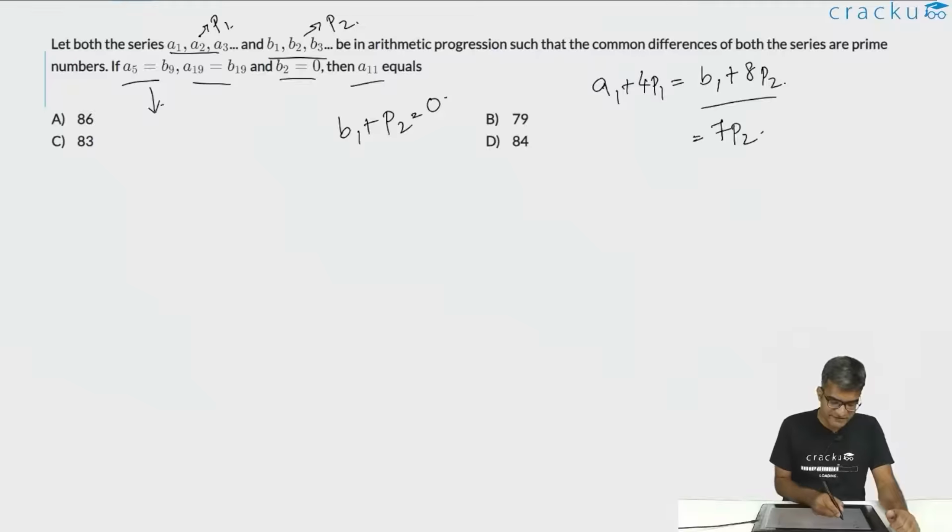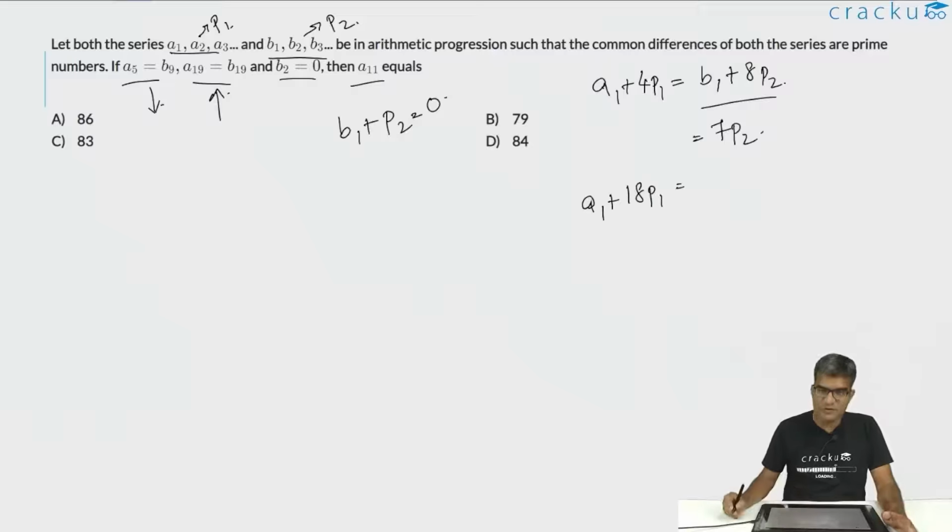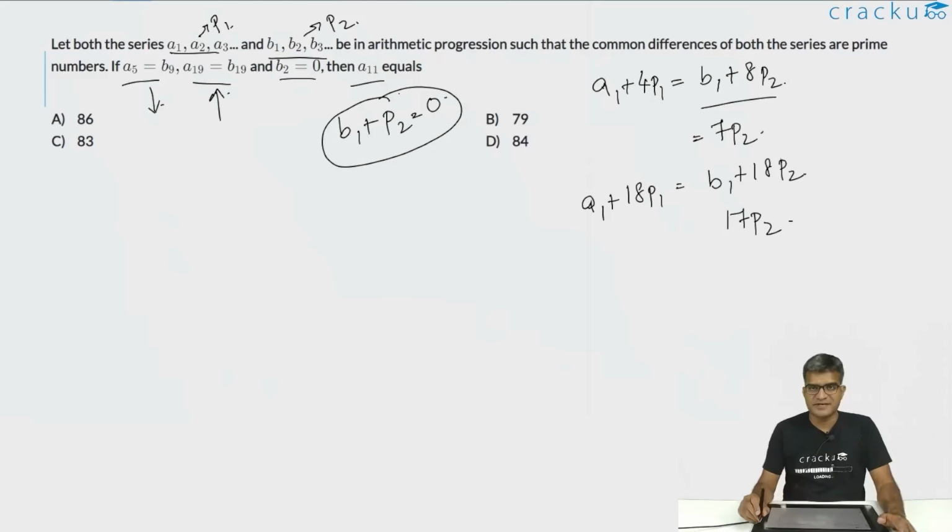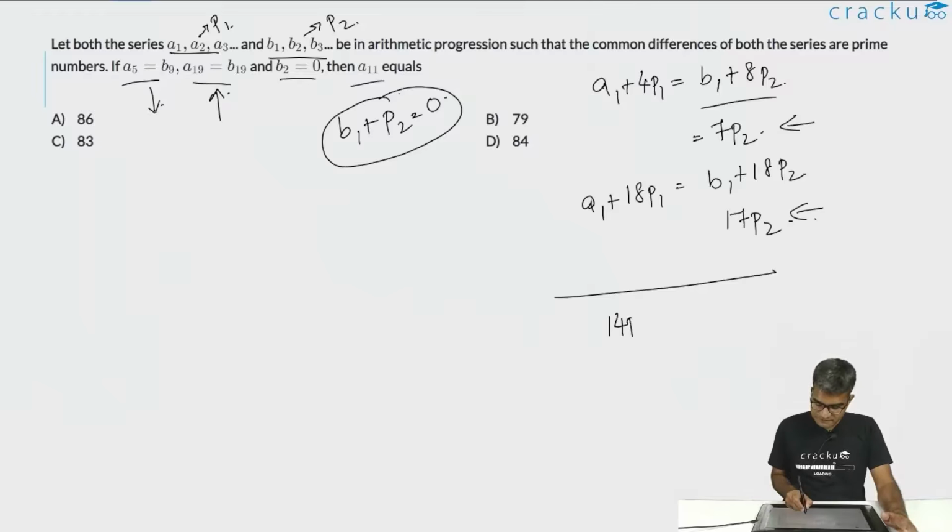What is the second one? We have this information that A19 is equal to B19. What is the value of A19? That will be A1 plus 18P1 is equal to B1 plus 18P2, which is essentially equal to 17P2. Why is that the case? Because B1 plus P2 is equal to 0. The second term of the second arithmetic progression B2 is equal to 0. Now, using these two equations, if you subtract one equation from the other, the left hand side will be 14P1. This is equal to 10P2, or the value of 7P1 is equal to 5P2.